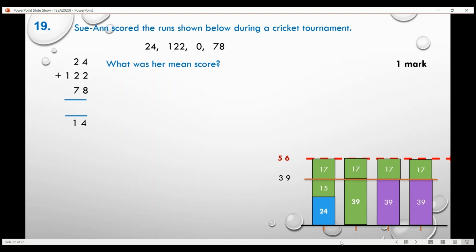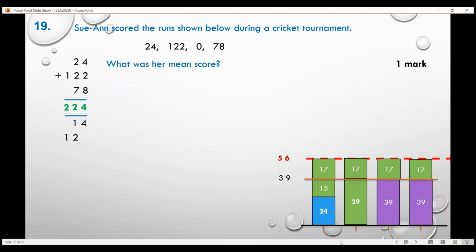And what do we do? We take the 4 and place it in the answer. And now we're adding the tens. We have 1 and 7 is 8 tens, and 2 is 10, and 2 is 12. So we have 12 tens. So now we can place the 2 under the tens column. And how many hundreds do we have? 1 and 1 is 2. So she scored 224 runs in her 4 innings.